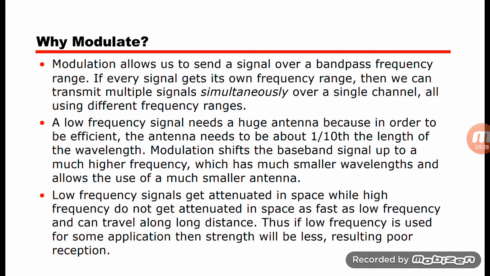This single channel, all using different frequency ranges. So one signal uses this range, second uses this range, and third uses this range. This way you can send multiple signals through the same channel. Is this clear? Yes. Any questions?